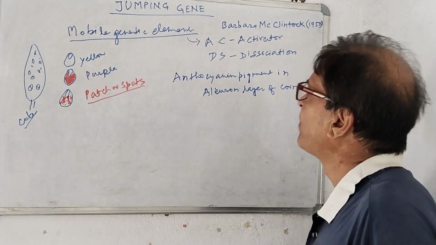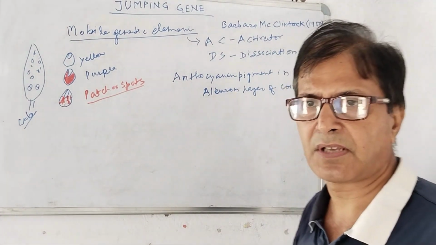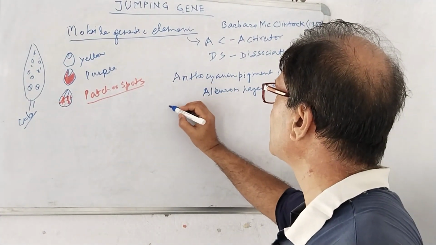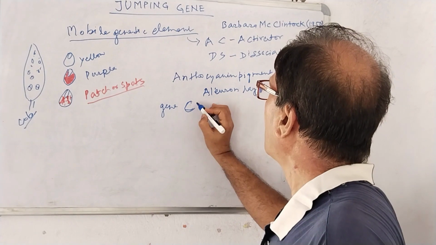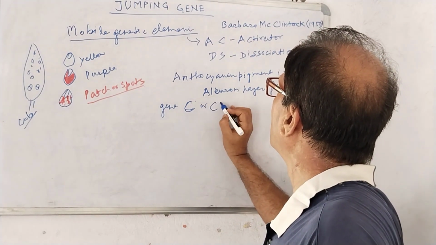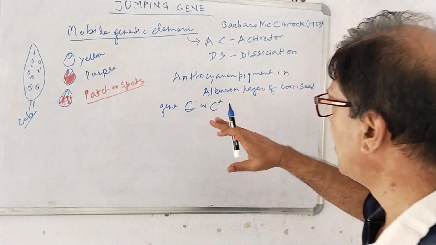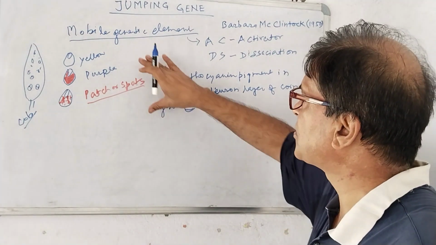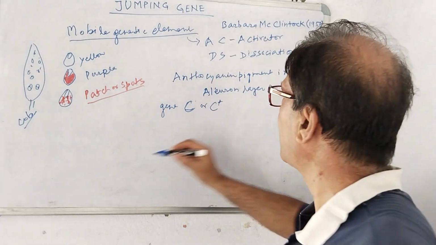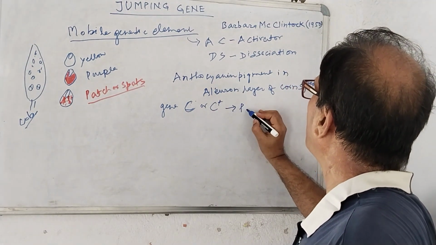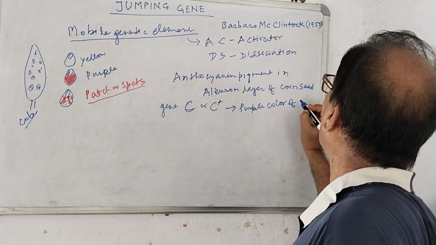There is a gene for anthocyanin synthesis. The wild type of this gene is called C, or sometimes C plus. The expression of this gene causes purple coloration of the kernel. Purple color of the kernel.